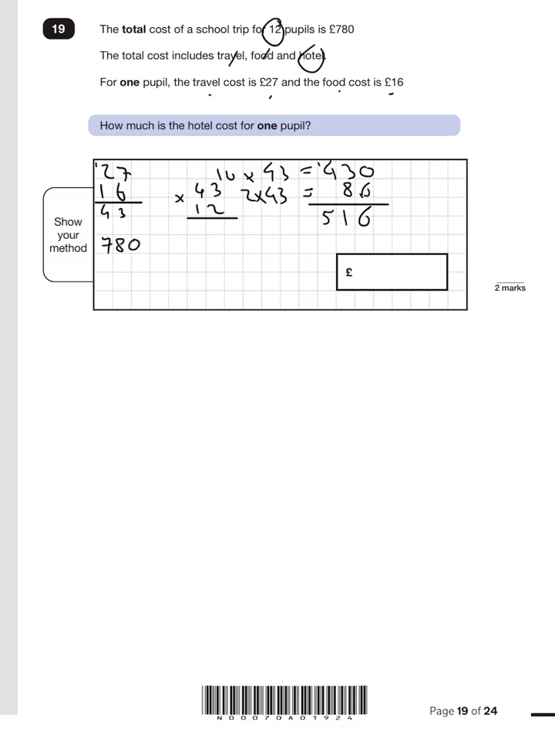I've got 780, now minus 516, that'll be 7, 10 minus 6 is 4, 7 minus 1 is 6, 7 minus 5 is 2, 264, and to divide that by 12, 264 divided by 12, 12 goes into 26. How many times? It goes in twice to get 24, the remainder of 2. 24 divided by 12 is 2. So the hotel cost should be £22.